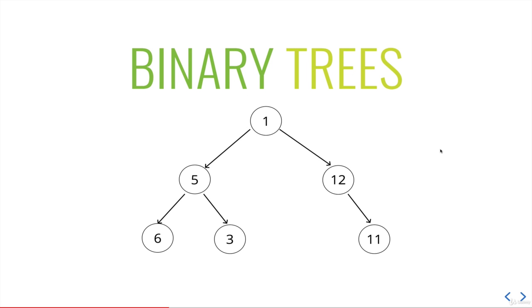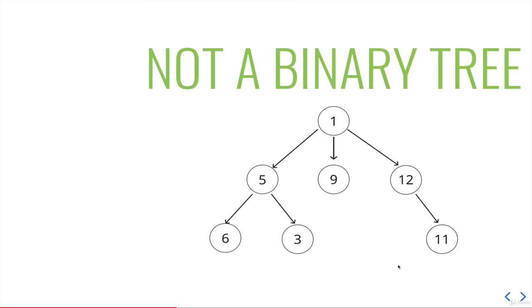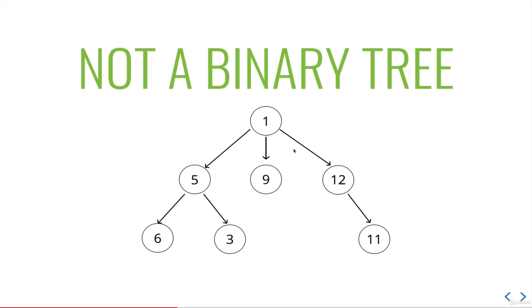A binary tree, on the other hand, has a special condition. Each node can have at most 2 children. That's the binary part. So it could have 0 children, it can have 1 child, and it can have 2 children. So our root node usually would have 2, and then each node could have 2, or it could have 1, or it could have 0. But it can't have 3, for example. This is not a binary tree.